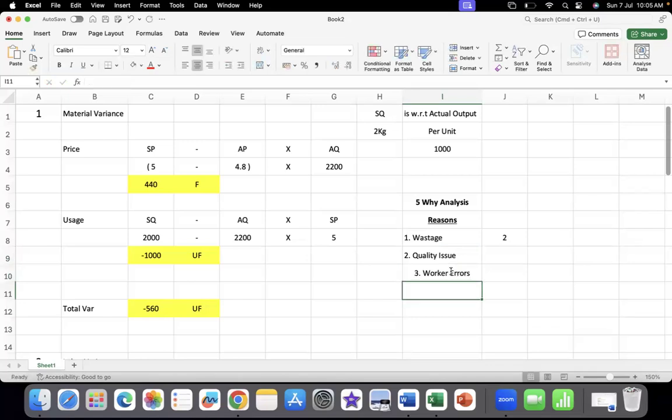Worker errors. So what do you mean by worker errors? There was a lack of training. Yes, there could be a lack of worker training, and errors can happen. Yes, absolutely.